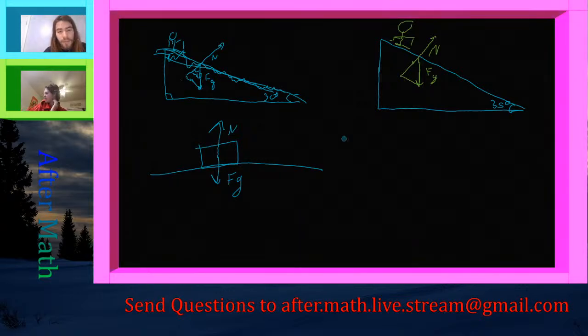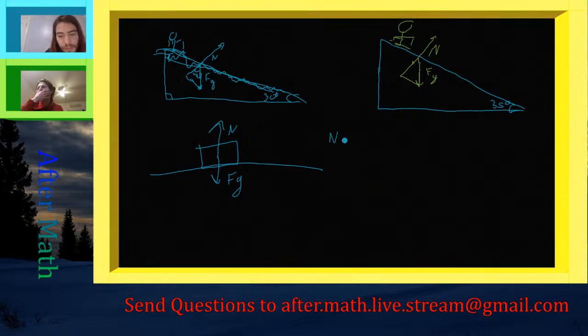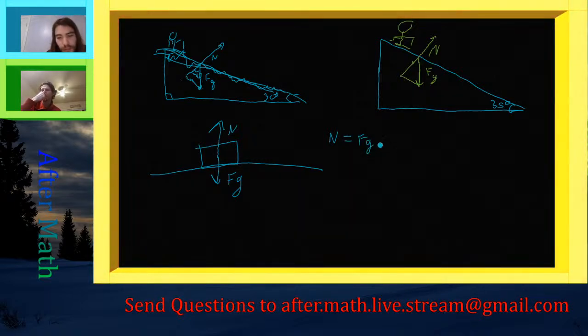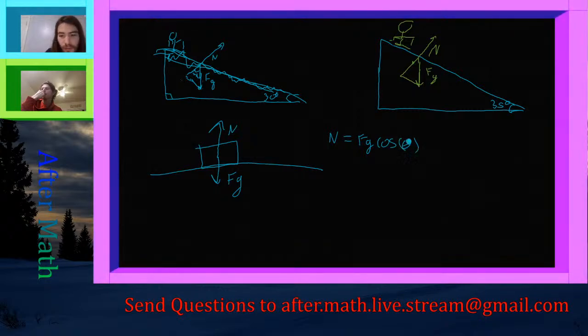All right. So if we're trying to figure out what this normal force, N, is, that normal force is going to be equal to the force of gravity times cosine of theta, where theta is the angle of the slope. All right?